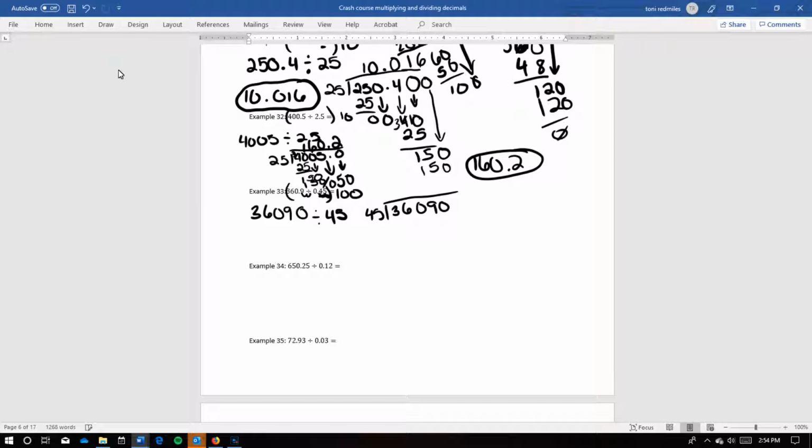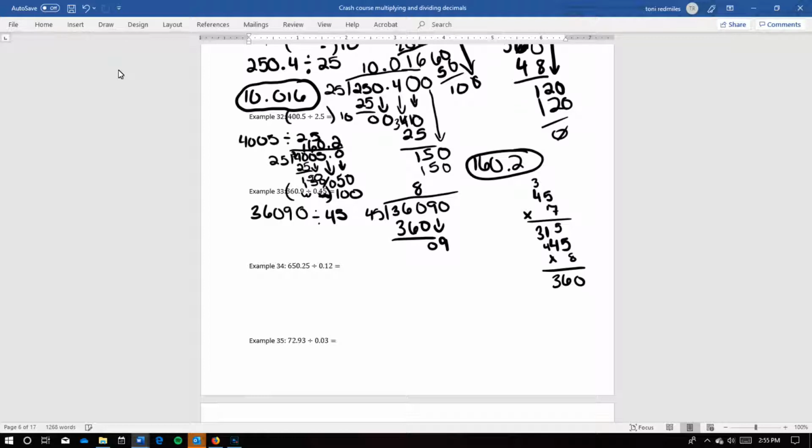45 cannot go into 36, so let's go over. And I am going to guess a 7 for my first try. Alright, let's go one higher. What's it gonna hurt? Just trying it out. That went perfectly. So it's actually an 8.